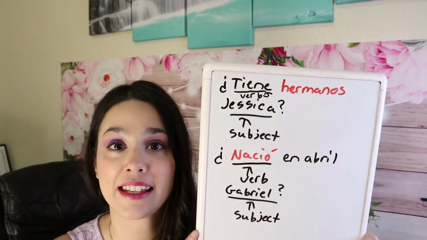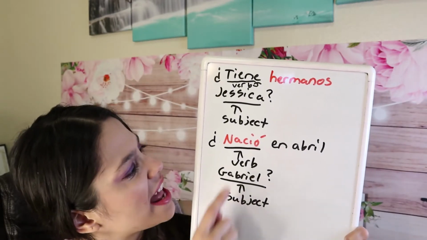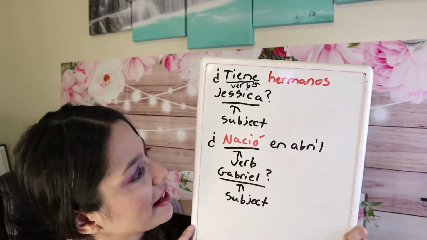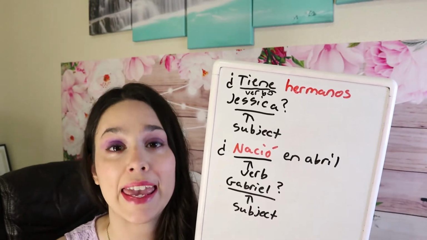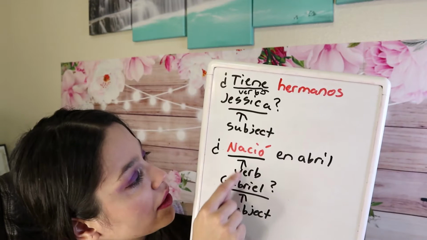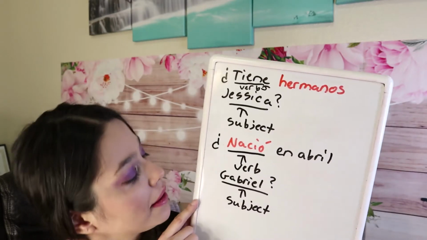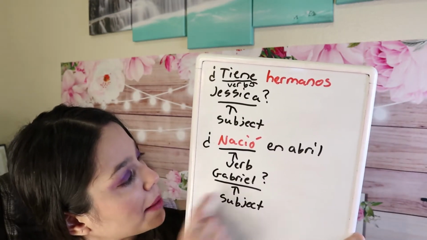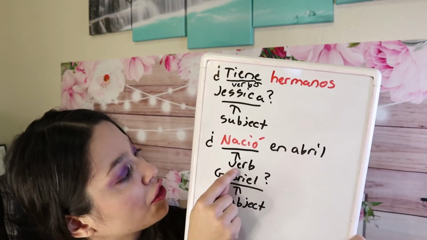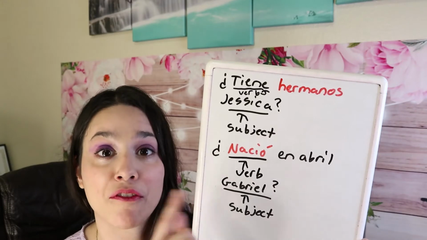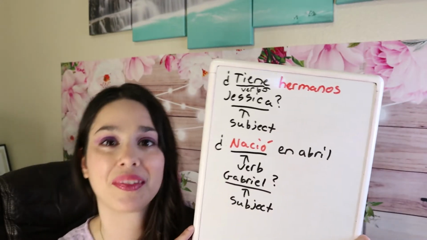Let's look at our next sample question. ¿Nació en abril Gabriel? So in this question, we're asking whether or not Gabriel was born in April. So nació here is the verb, which means born. And then we see the subject here, Gabriel, which is who we're speaking of. So again, the verb nació is before the subject, Gabriel. Great job. There are two ways you can answer a question in Spanish, positively or negatively.